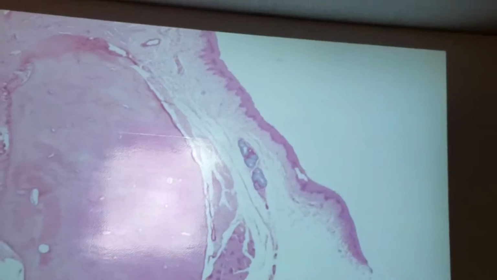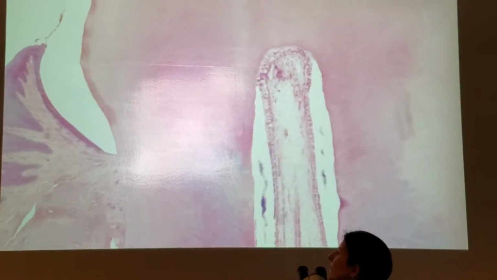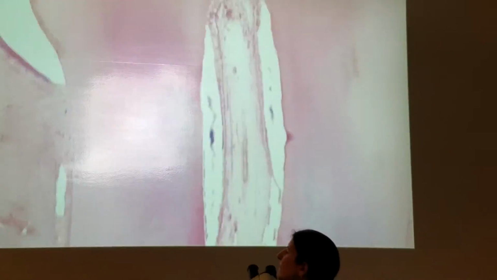Big tooth right there. Ooh, much better.